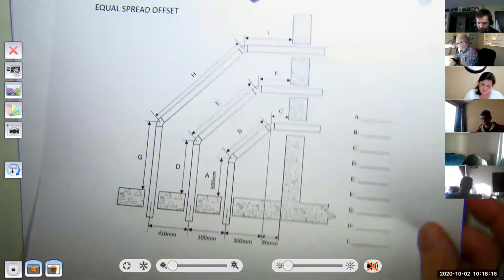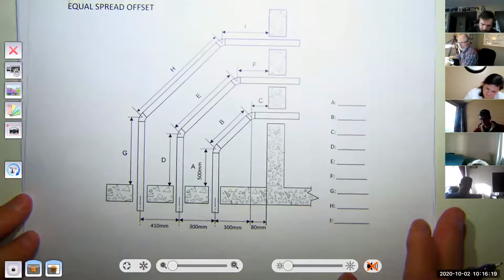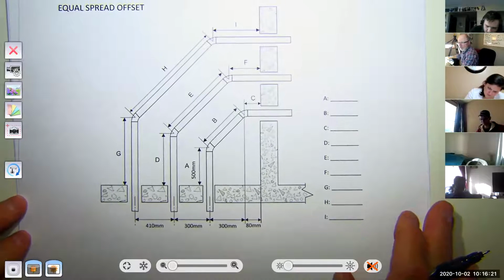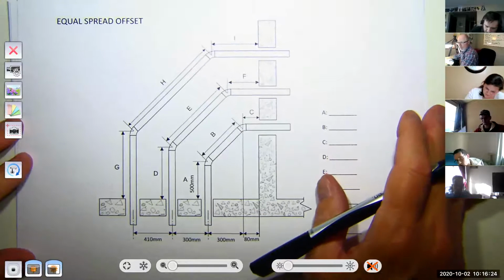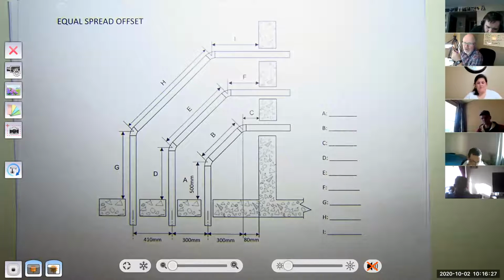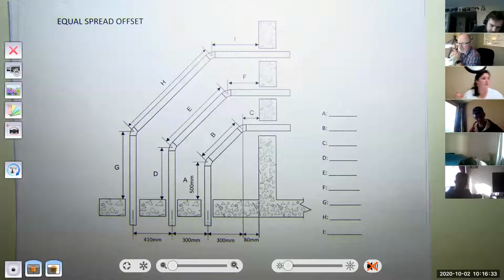Okay, so what we'll do is we have another equal spread offset as the next one here. So take a few minutes and I want you to try that on your own. I will write in the correct numbers for A to I and see if your numbers match. So I'm just going to write them in. You start it and finish it and see if your numbers match mine. So take the next 10 minutes or so, whatever it takes, and complete this one on your own. And I'll just put the answers in.